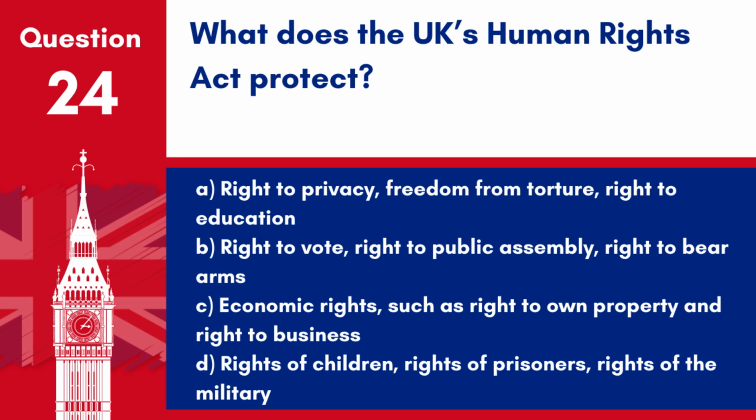A. Right to privacy, freedom from torture, right to education. B. Right to vote, right to public assembly, right to bear arms. C. Economic rights, such as right to own property and right to business. D. Rights of children, rights of prisoners, rights of the military. Answer: A. Right to privacy, freedom from torture, right to education. The Human Rights Act protects fundamental rights and freedoms that are essential to democracy.